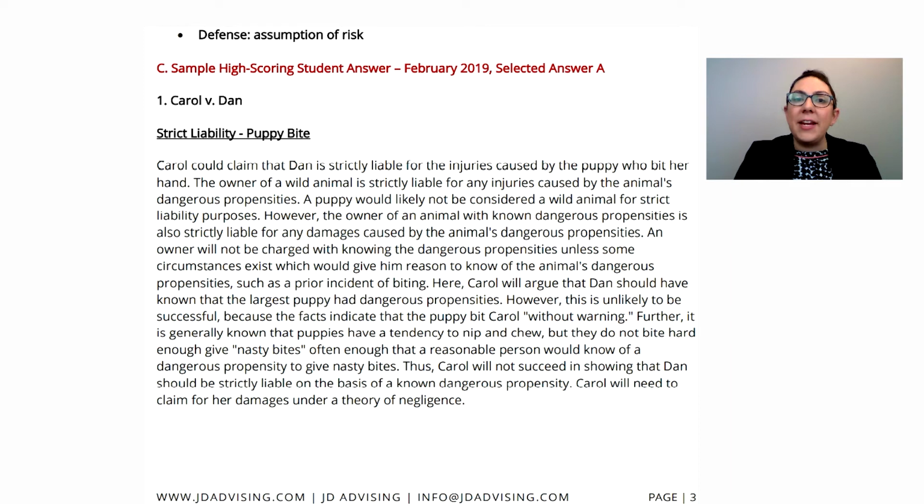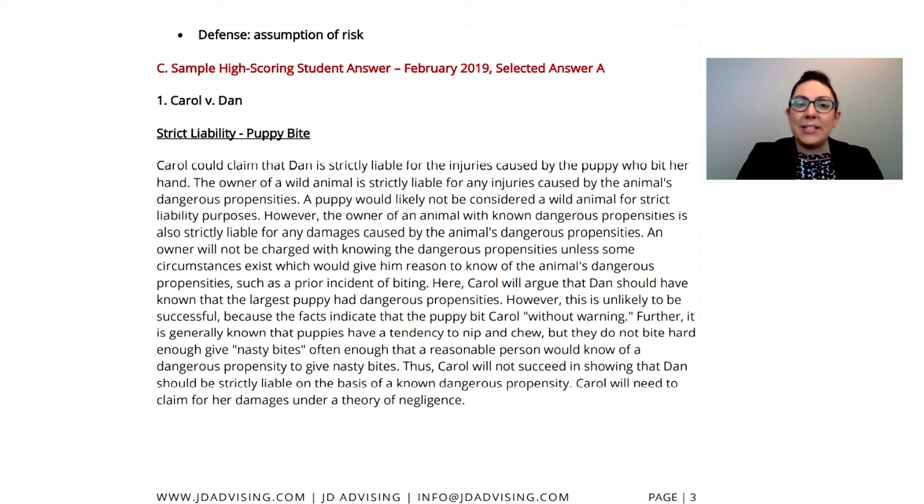However, the owner of an animal with known dangerous propensities is also strictly liable for any damage caused by the animal's dangerous propensities. An owner will not be charged with knowing the dangerous propensities unless some circumstances exist which give him reason to know of the animal's dangerous propensities, such as prior incident or biting. So that's the detail that they've included in their rule statement. A puppy is usually not a wild animal for purposes of strict liability, but if there was something to indicate that this puppy was in fact dangerous, strict liability might nonetheless apply.